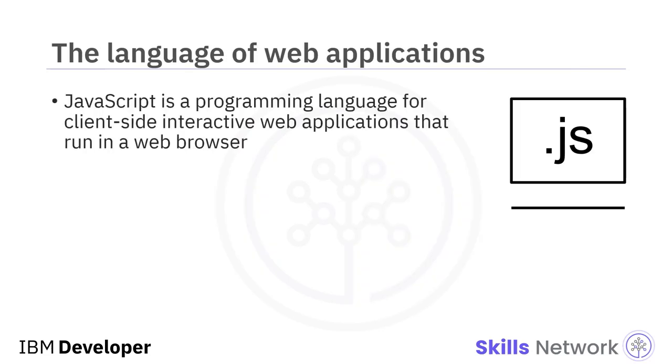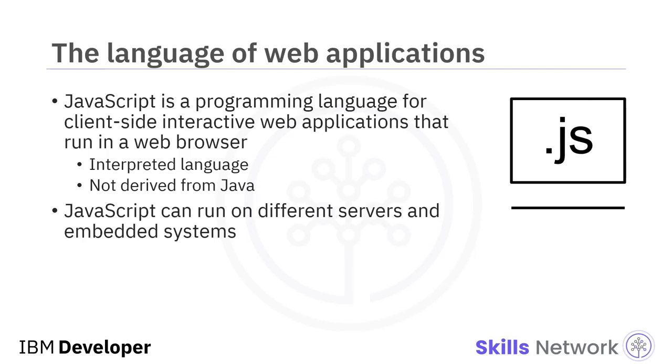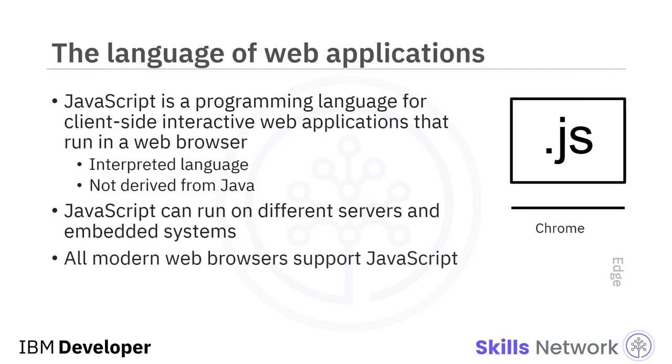JavaScript is one of the main languages used in the World Wide Web. It was originally built to add dynamic behavior to static websites on clients, where the primary clients were browsers. JavaScript is an interpreted language. You do not need to compile JavaScript applications before running them. Although the language syntax resembles Java, it is not derived from the Java programming language. JavaScript can now be run on different servers and embedded systems, and all modern web browsers support JavaScript.